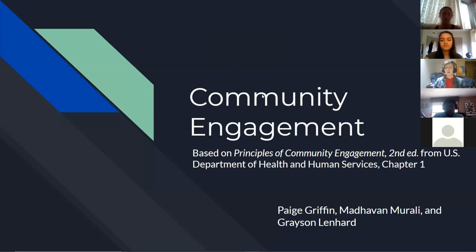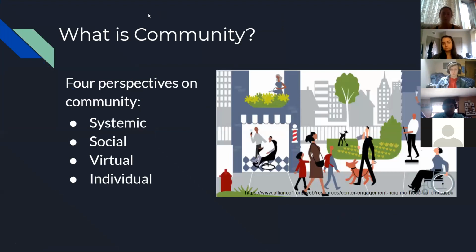Awesome. So our topic was community engagement. So what is community? It can be described and defined in many different ways, but four useful ones for this context are systemic, social, virtual, and individual community.